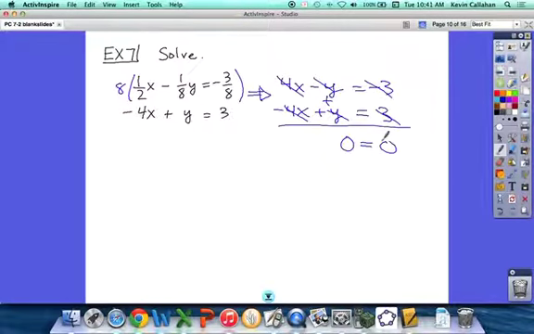Right? And so what does that tell you about the solution set here? Remember, when we got to a statement that had no variables and it was a false statement, we said no solution. This has got infinitely many solutions, right? One line is laying right on top of the other. Every point on one line is on the other. That's what this is describing here. So this is true, which means infinitely many solutions.